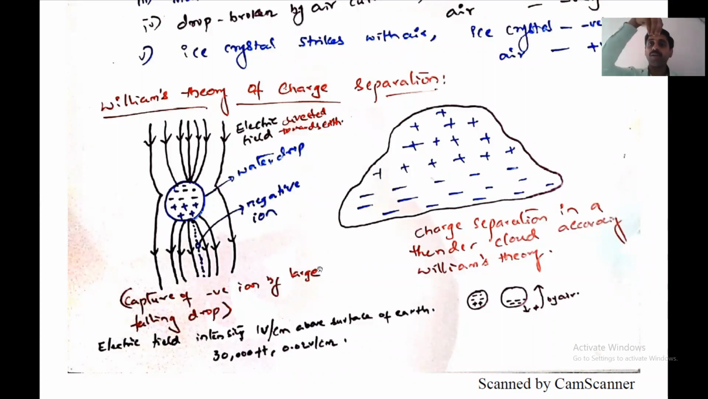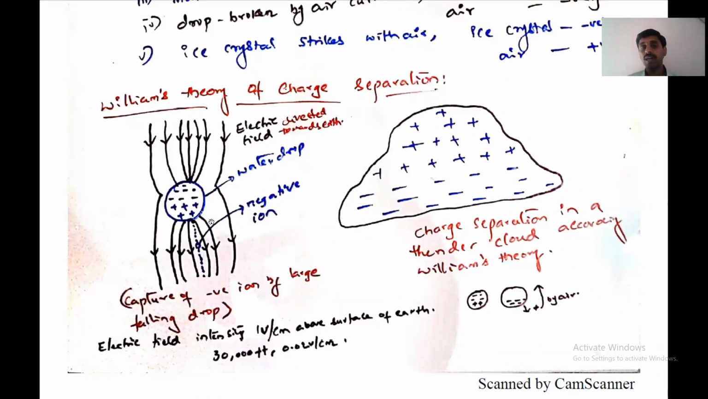When the raindrop is falling, it is polarized. How is it polarized? It is Simpson's theory, also called Williams theory: the upper part gets negative charge and the lower part gets positive charge. This lower positive part attracts negative ions from the atmosphere and leaves the positive charge to the atmosphere.